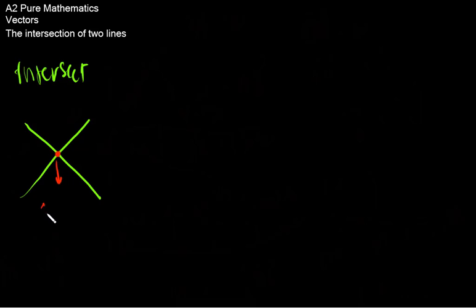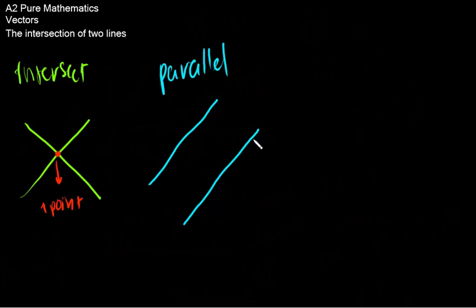So this is one point, one common point. Now there are other situations when the two lines are parallel. So this is the situation when the two lines do not touch at all.